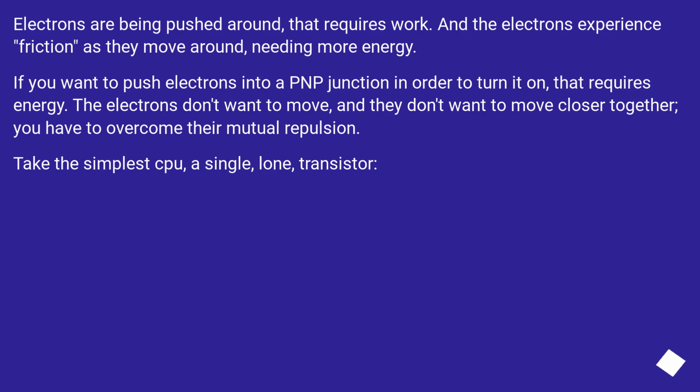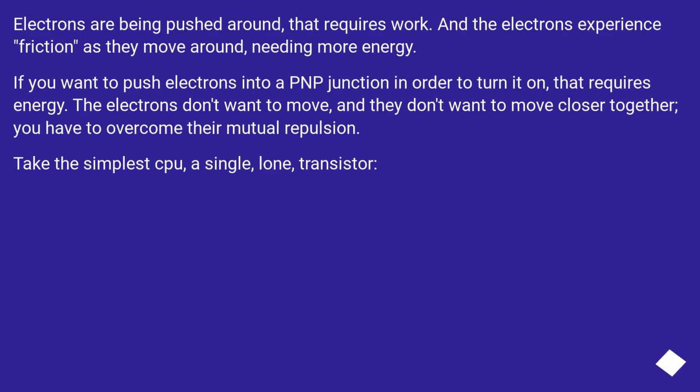Electrons are being pushed around, that requires work. And the electrons experience friction as they move around, needing more energy. If you want to push electrons into a PNP junction in order to turn it on, that requires energy. The electrons don't want to move, and they don't want to move closer together. You have to overcome their mutual repulsion.